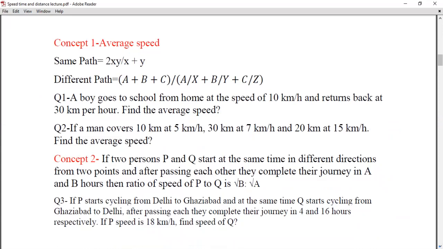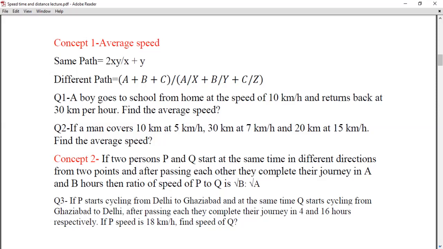Now concept one, average speed. There might be two cases of average speed, same path or different path. Same path simply means whenever a person goes to some place and returns back along the same path. Different path is like if some person is traveling to three different locations at three different speeds. So we have two different formulas for this.